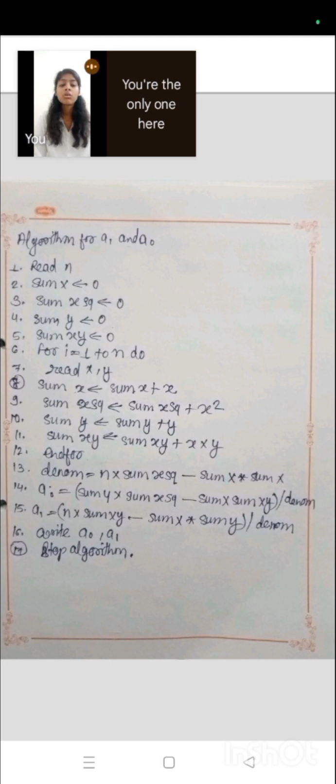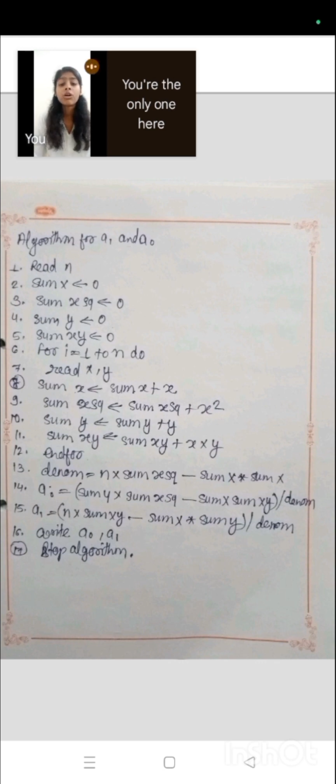Okay, so in the next step sum x is equal to sum x plus x, and sum x square is equal to sum x square plus x square, and in the next step sum y is equal to sum y plus y value, and in the next step sum x into y is equal to sum x y plus x into y, and we end the for loop.